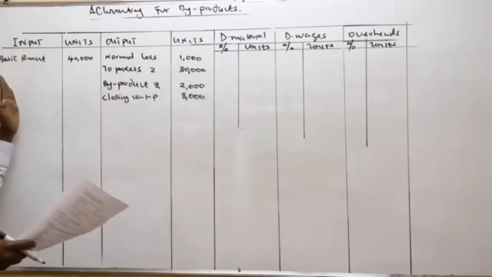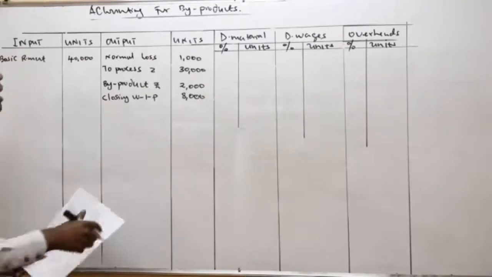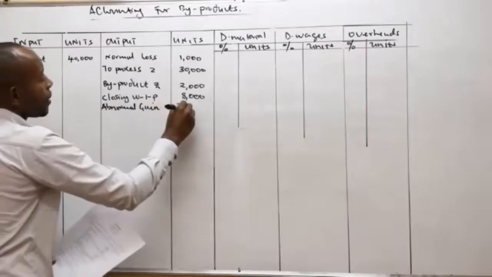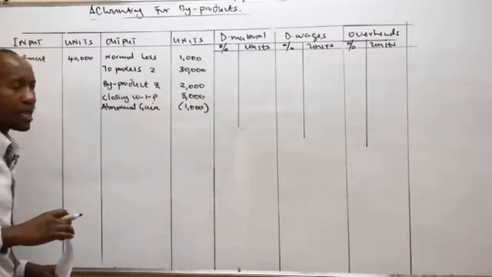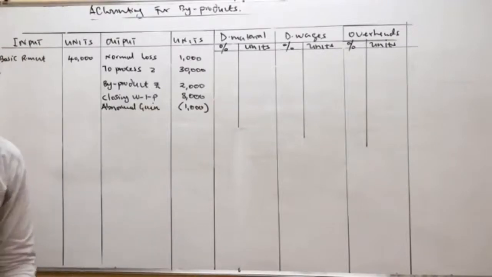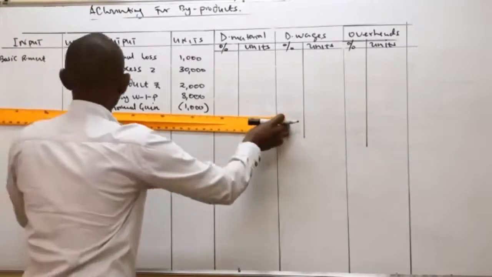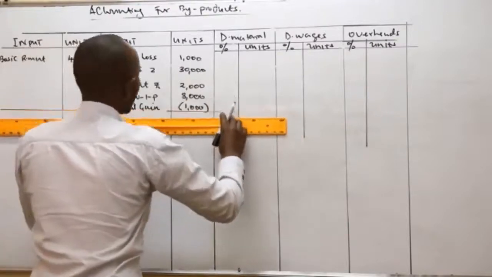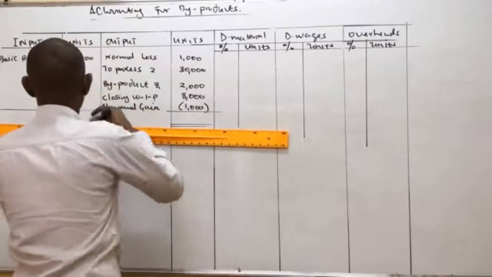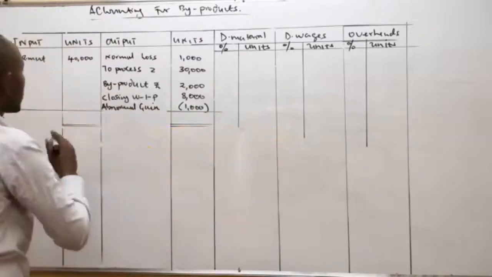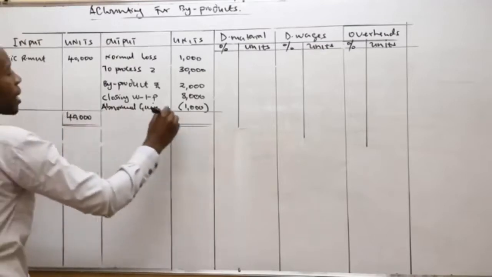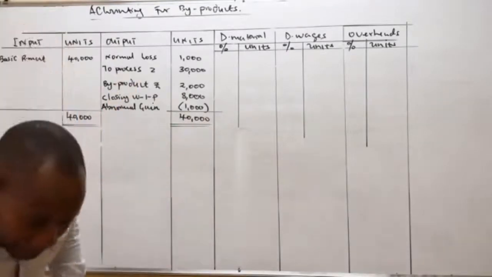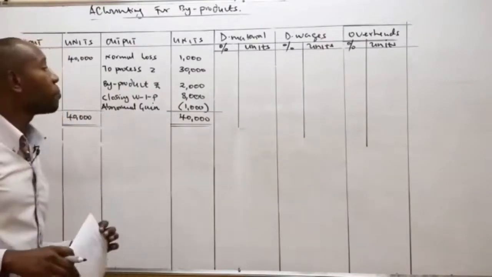Now I have the option of indicating it here as a debit. Alternatively, I have the option of writing it here, abnormal gain, and then I show it as a negative value, meaning it will be subtracted. These are goods that we had intended to lose, but we never actually lost them. So we say we gained. And if you can see, my account here again has balance. So this side is 40,000, and this side we also have 40,000. I hope that is very clear.